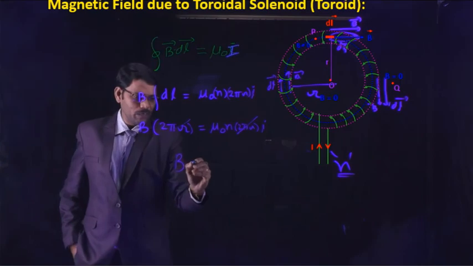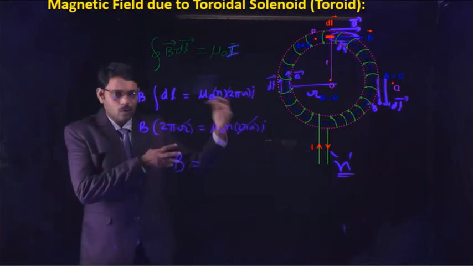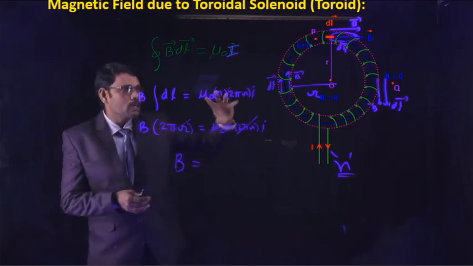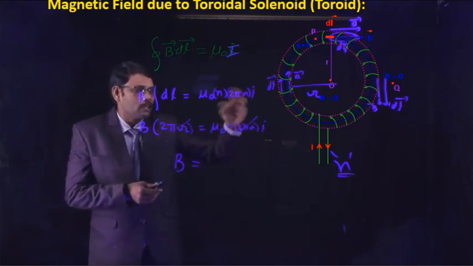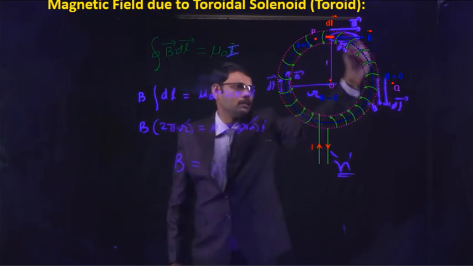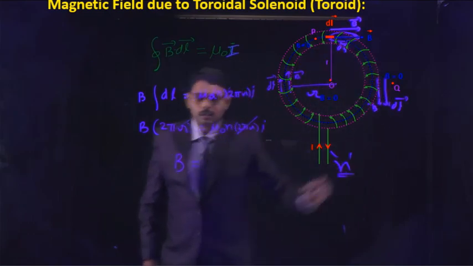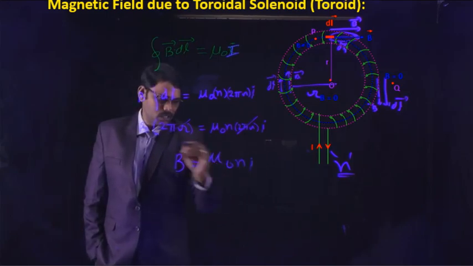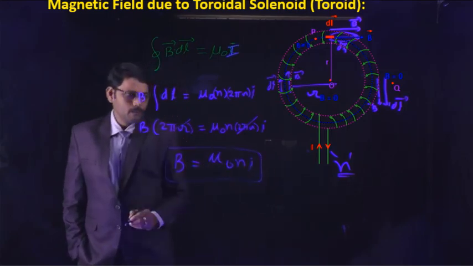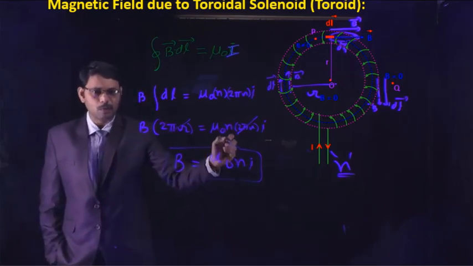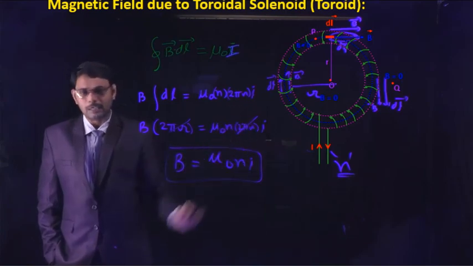Then the magnetic field along the axis of the toroid, the internal axis of the toroid. A toroid is like a tire structure. Inside the tire, along the axis, there is magnetic field. The strength of the magnetic field is given by B equal to mu naught n I, where mu naught is the permeability of free space, n is the number of turns per unit length, and the current passing through it is I.